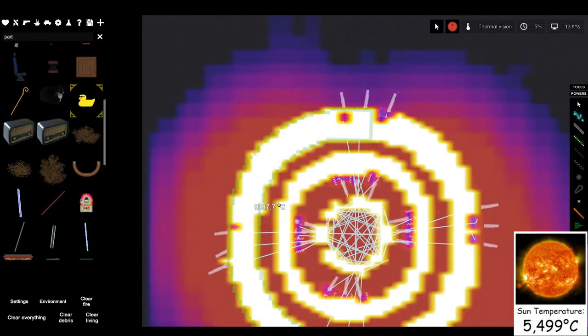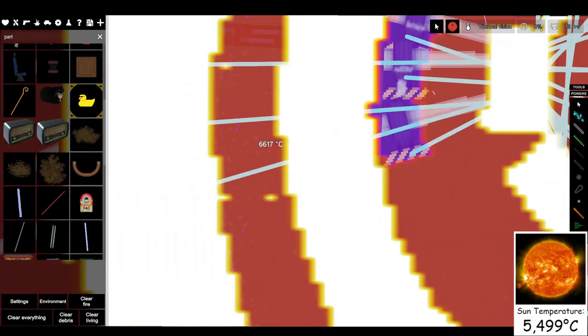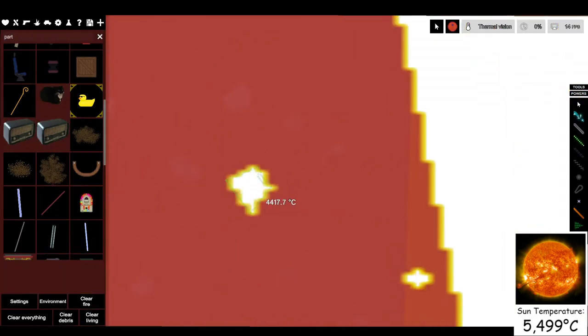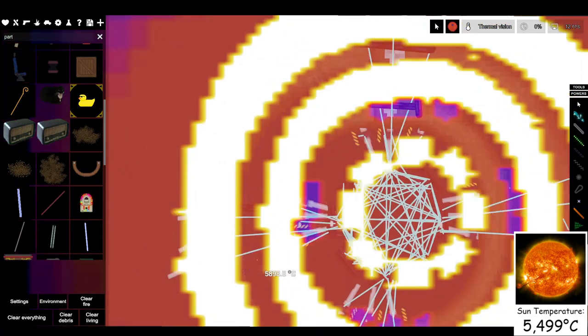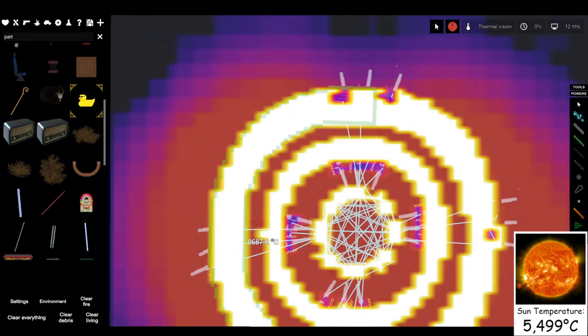Also, the outer ring of the particle accelerator is about 150.1 to 203.6% hotter than the sun. Meanwhile, the inner ring is about 130.3 to 137.5% hotter. Although real particle accelerators are actually really cold, about minus 271 degrees Celsius. The objects' temperature inside the particle accelerator is about 80.3 to 107.3% of the sun's temperature.